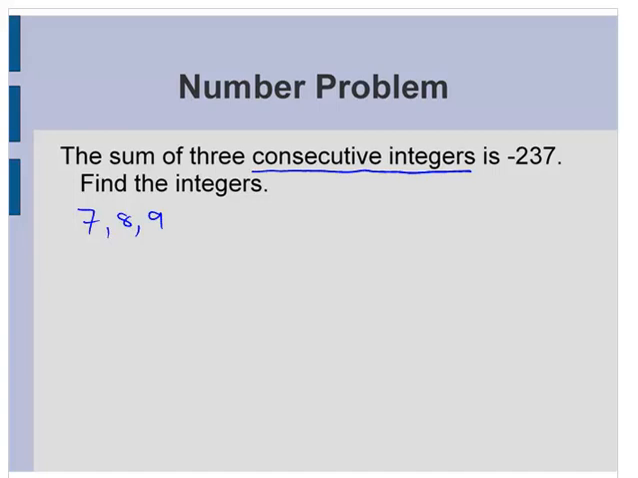Now how would we get from one to the next? Well, to get from one to the next, we would add 1. To get from the first to the third number, we would have to add 2. So if I called the first number x, the next number I would have to add 1 to get to it. That would be x plus 1. To get to the third number from the original, I would have to add 2. So the 3 consecutive integers are x, x plus 1, and x plus 2.